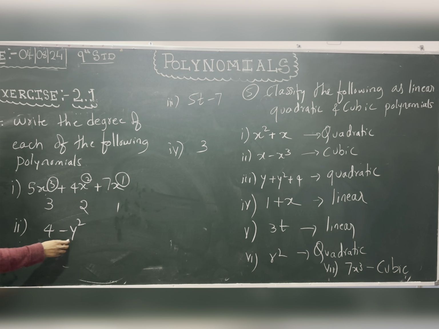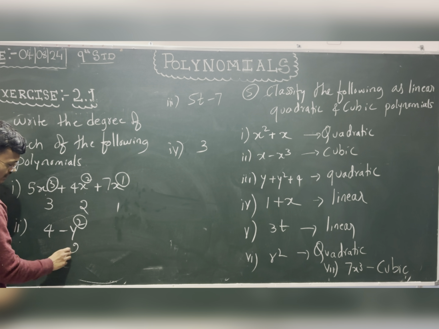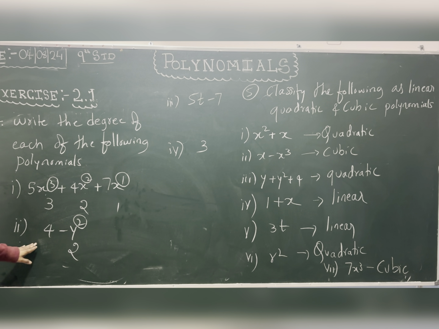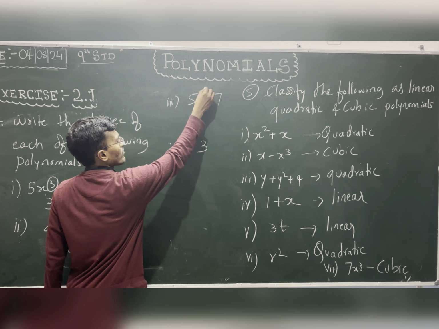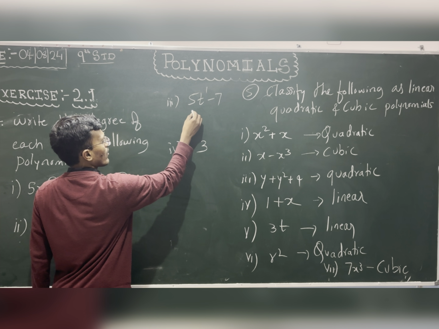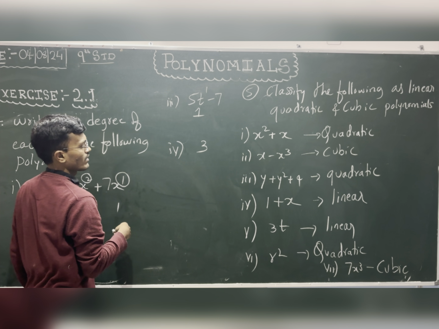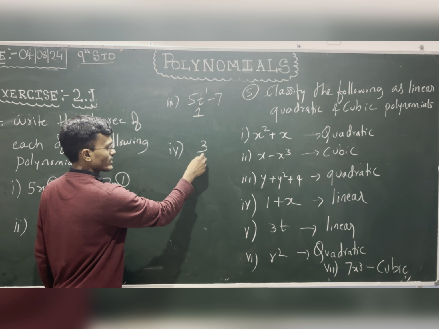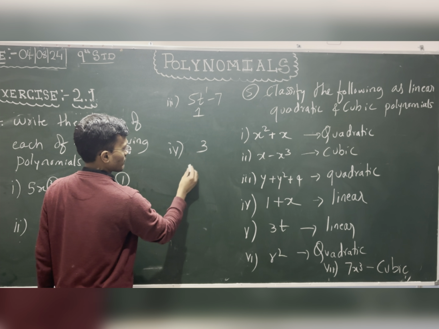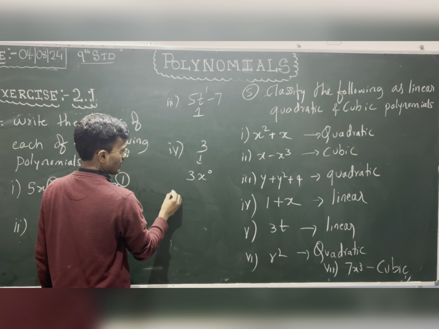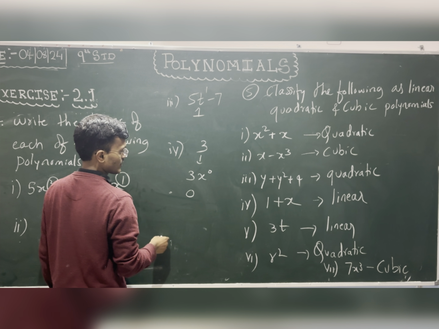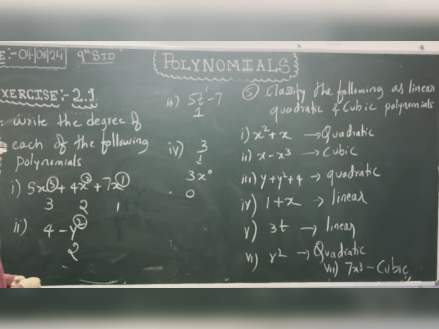Question number 2, here y to the power of 3. Here 2 is the degree of the polynomial 4 minus y. 5t minus 7: in that t to the power of 1, the degree of the polynomial is 1. Now here there is a constant term. If the variable is not there, it is 3 into x to the power of 0. So the degree is 0. The degree of the polynomial is 0.